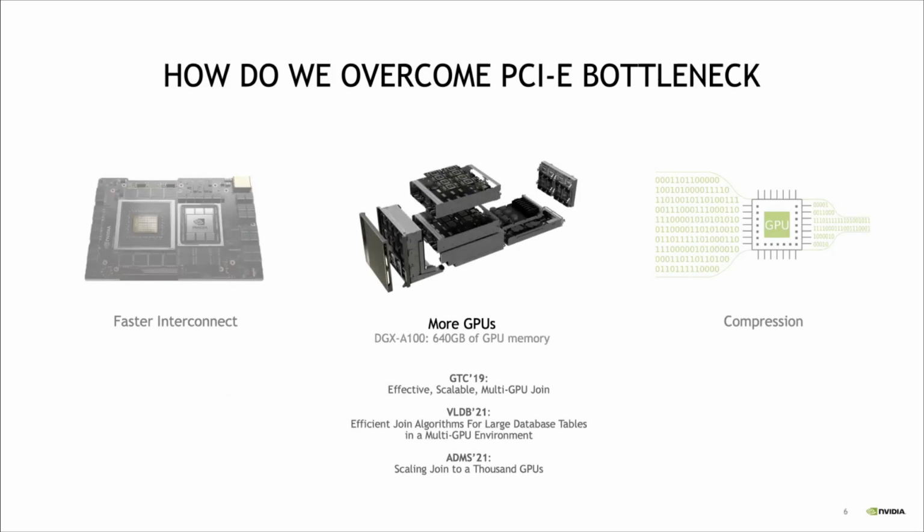Another approach is to have more GPUs. A typical system here is DGX. We have lots of GPUs, all connected over multiple CPUs as well, and you can have a faster overall aggregated link to your memory. You can also split your data across many GPUs, so that you have more overall GPU memory. If you look at DGX A100, it's 640 gigabytes of GPU memory total there. And there's been quite some work on using these systems for databases, some GTC talks, VLDB talks, and so forth.